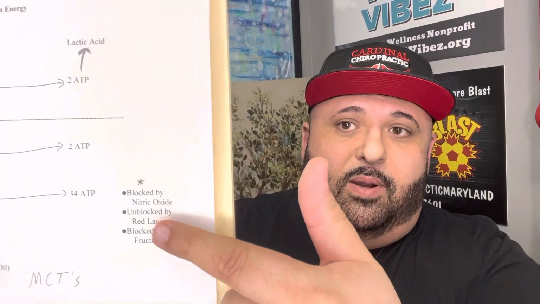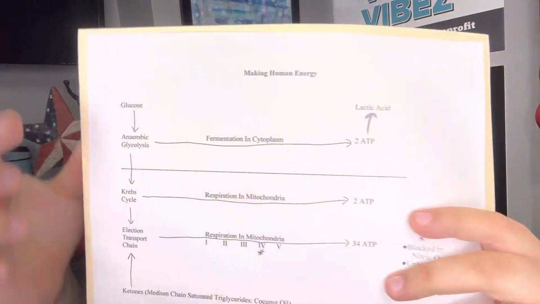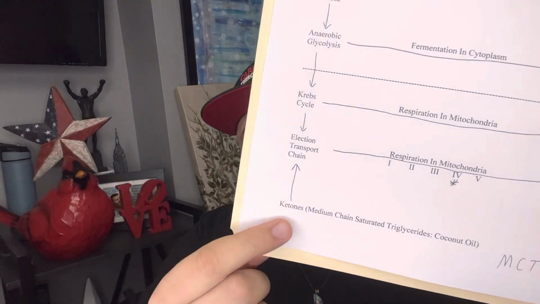So that's a big thing you should look into when you're trying to get energy in the body, especially if you're an athlete trying to get into sporting events, or just for normal daily life. If you have fatigue, maybe there's something going on in the process here. So remember, 34 ATP, you can get there from glucose, but ketones is a quicker way to get there.